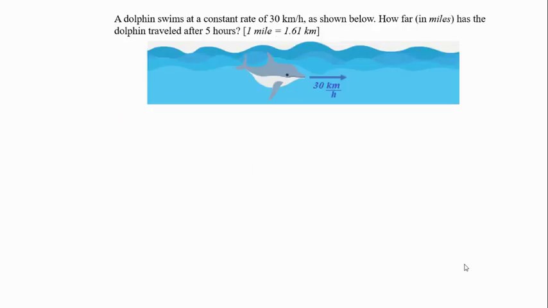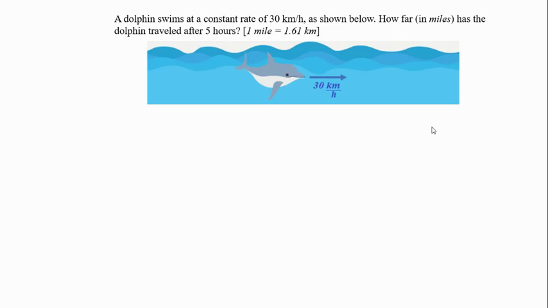Again, these are fundamental average speed problems. Here we have a dolphin that can swim at a speed of 30 kilometers per hour. And the question asks how far, aka distance, has the dolphin traveled after 5 hours. But you notice here that it asks us for distance in miles, and the speed is given in kilometers per hour. So these are things hopefully you'll pick up as you practice problems. Sometimes you need to convert, sometimes you don't.